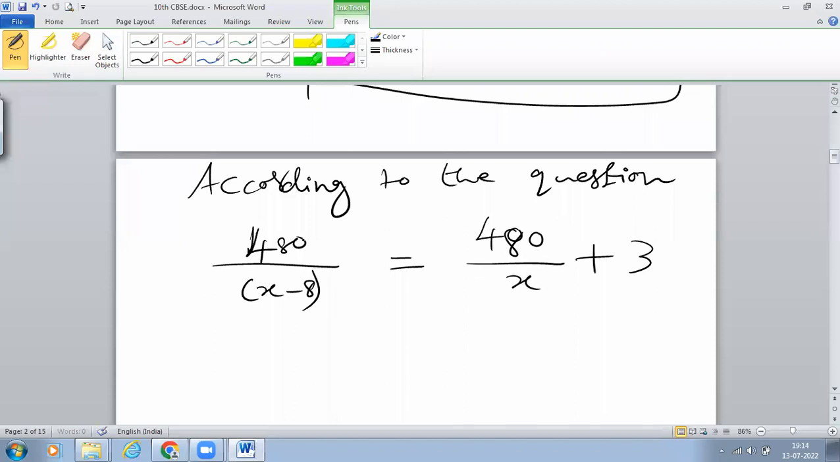Are you able to understand this step, ma? This time is the case 2 timing to travel 480 kilometers. This timing is 3 hours more. That is why I'm adding 3 hours more than the time taken by the train to travel 480 kilometers when the uniform speed is X. Are you able to understand this equation? Yes, sir.